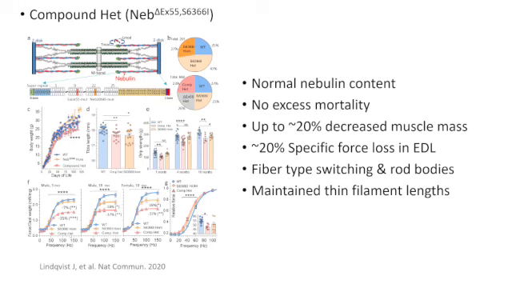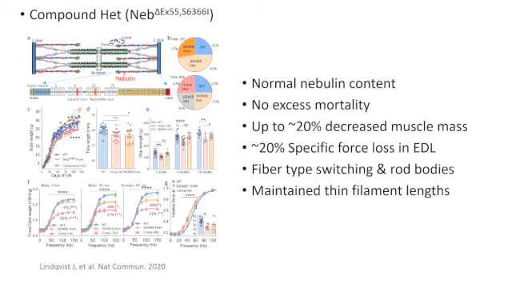This shows that the compound heterozygous model, as well as the homozygous knock-in mice, have compromised force production, not so much at early age, but as these mice age, in both males and females, there are significant reductions in force production.